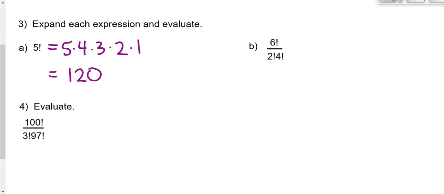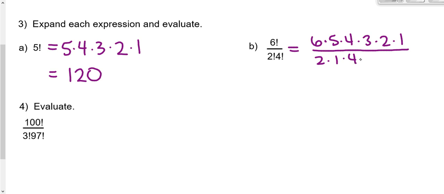How about the next one? Part B, expand and evaluate. So we have 6 factorial as our numerator, so that expands to be 6 times 5 times 4 times 3 times 2 times 1. And the denominator, 2 factorial, 2 times 1, times 4 factorial, 4 times 3 times 2 times 1. Now, let's simplify that so that we can evaluate it. Notice that we can cancel a factor of 4, 3, 2, and 1 from the top and the bottom. And all we have left is 30 divided by 2, so that would give us 15.